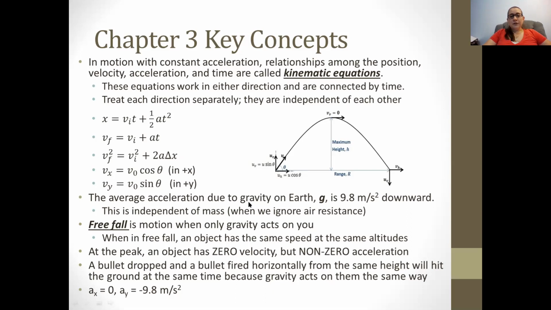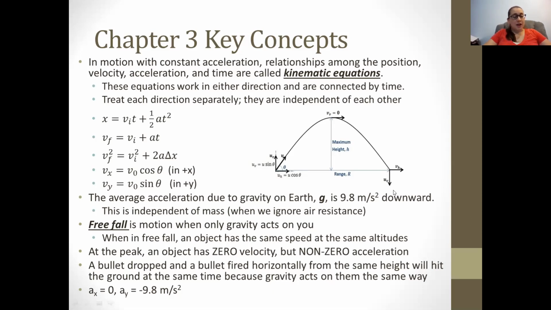So our average acceleration due to gravity on Earth, which we say is a constant, we call it little g, and it's a vector, right? Acceleration is a vector, so we give it a bold g, is approximately 9.8 meters per second squared downward. Okay, it's independent of mass. It's just an acceleration. And so when we ignore air resistance, we get this nice parabolic sort of motion.